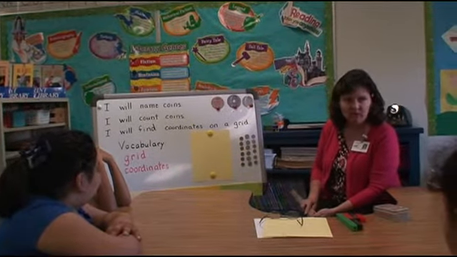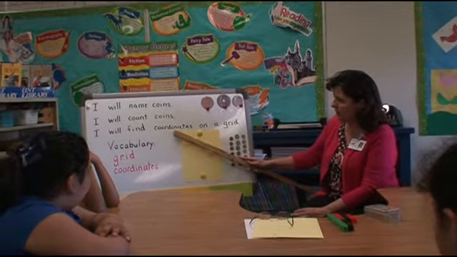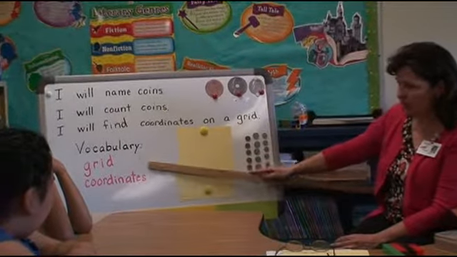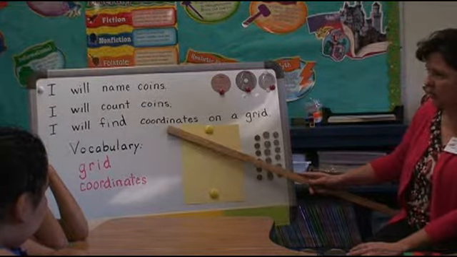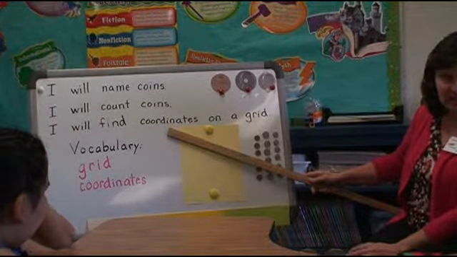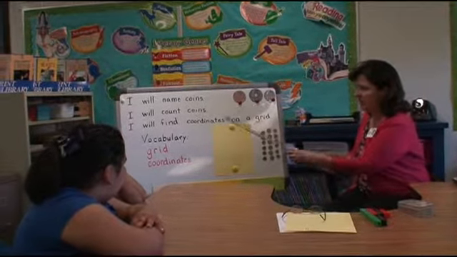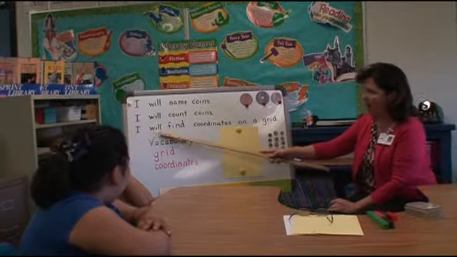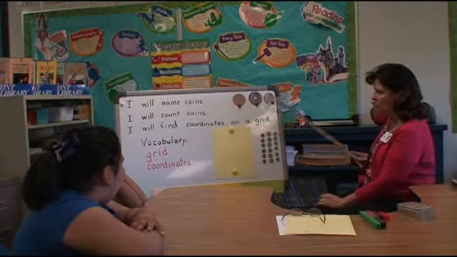Stop right there. The next part is kind of hard and there are some new things. I've got a couple of words, coordinates and grid, and we're going to be talking about those. Those are part of our vocabulary. But let's go ahead and read this part. The words are coordinates. Everybody say it? Coordinates. Grid. Grid. Okay, here we go. Ready? I will find coordinates on a grid.